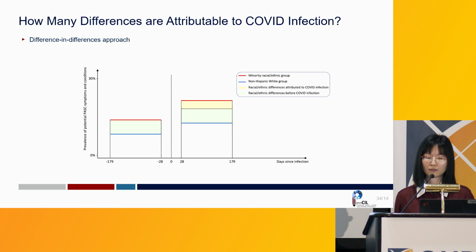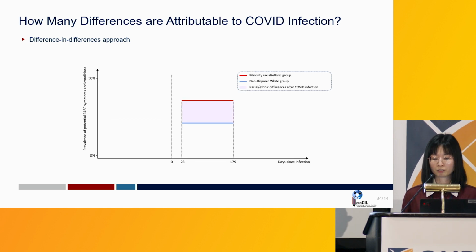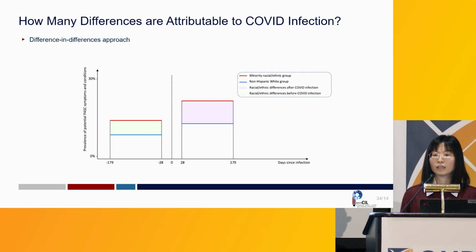Here on the x-axis, we have the number of days since infection within an individual, and the y-axis is the prevalence of potential PASC symptoms and conditions across the population. Earlier research primarily focused on the purple rectangle here, that is the differences after COVID infection. However, it's crucial not to ignore the differences that already existed before COVID infection. So here, the difference in differences approach works as follows.